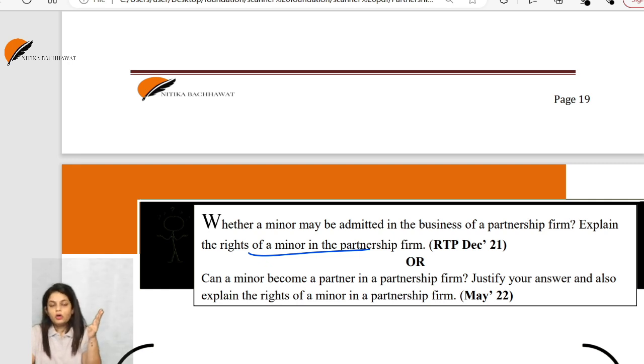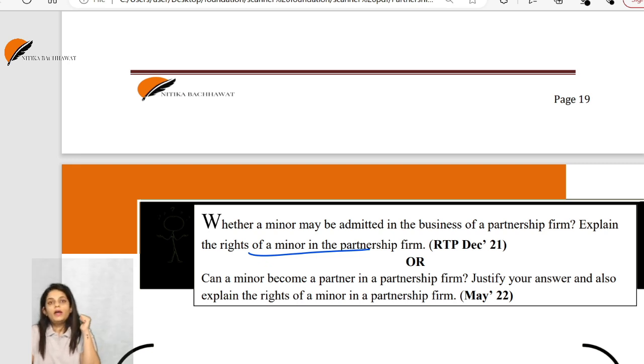On attaining majority, within 6 months from the day he attains majority or the day he comes to know he was a beneficiary, whichever is later, within 6 months from that day, he must give a notice of whether he wants to become a partner or not. If he fails to give notice, he automatically becomes the partner of the firm.